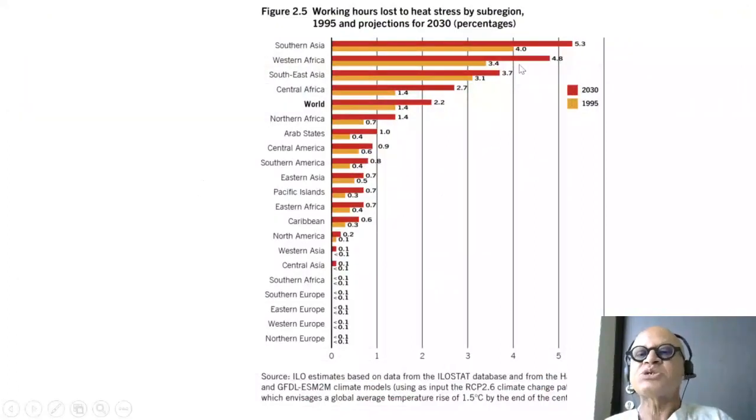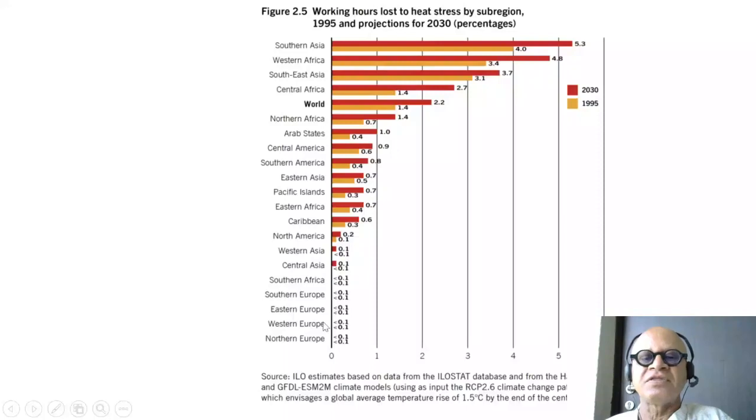Working hours lost to heat stress by subregion. So these are projections into 2030, so you can see where the data comes from and which model is used for the projections for 1995 and projections out to 2030. And different regions are being looked at, like Southern Asia, Western Africa, the entire world here, and so on. And the most consistent news, of course, is that by 2030, the working hours lost due to heat stress are going to increase in pretty much all regions.